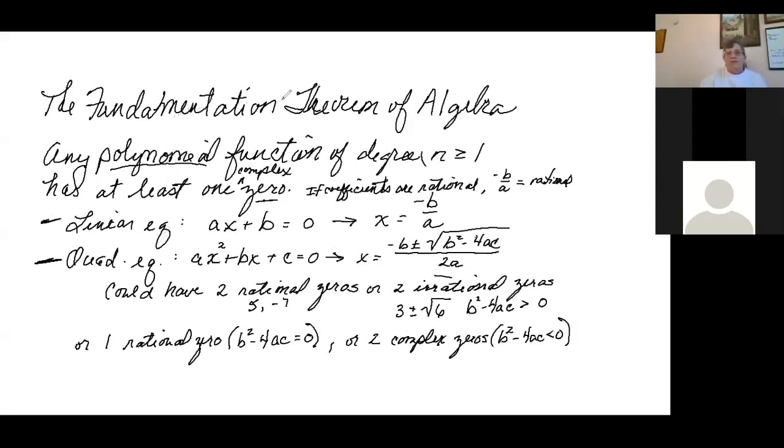What the fundamental theorem says is that when you get up to cubes and x to the 4th, x to the 5th, et cetera, you will always have at least one 0.